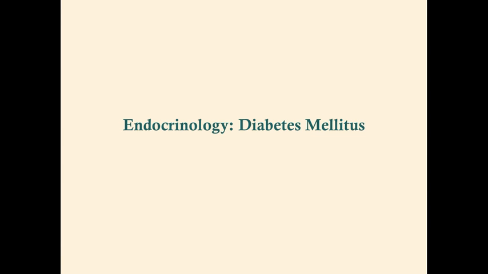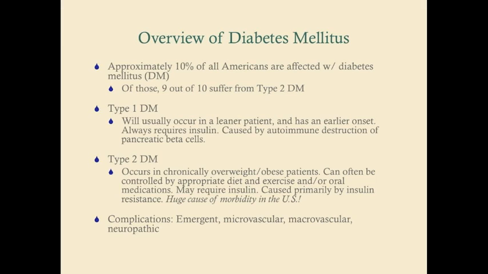So, what is diabetes? Diabetes affects 10% of all Americans, and out of those, 9 out of 10 suffer from type 2 diabetes. The terms type 1 and type 2 diabetes are the appropriate terms to use. There are old-fashioned terms that are used. They're really not so accurate. Type 1 used to be called juvenile onset diabetes or insulin-dependent diabetes, and type 2 used to be called adult onset diabetes and non-insulin dependent diabetes. I'll tell you in a little bit why those are inaccurate terms.